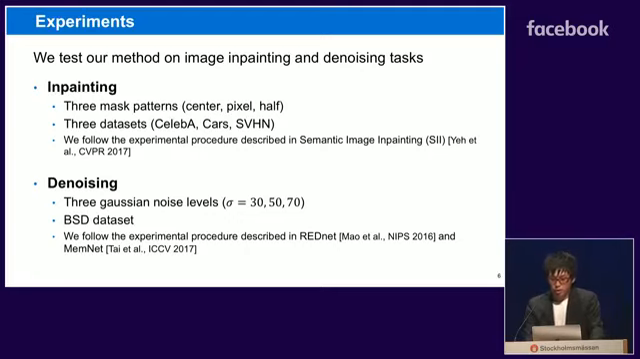So we will move on to the experiment. In this work, we test our method on inpainting and denoising tasks. We basically follow the same experimental settings as previous studies. For inpainting, we prepare 3 mask patterns: center mask, pixel mask, and half mask. And we use 3 benchmark datasets: Survey dataset, CARS dataset, and SVHN dataset. And for denoising, we prepare Gaussian noise with 3 noise levels, and we use a PSD dataset.